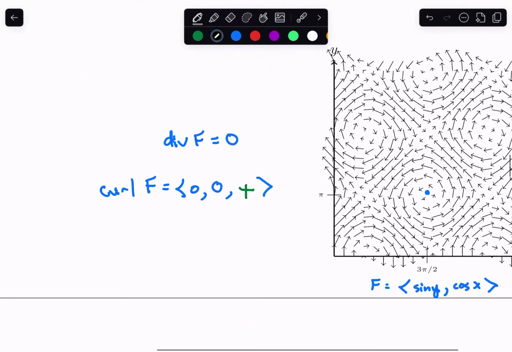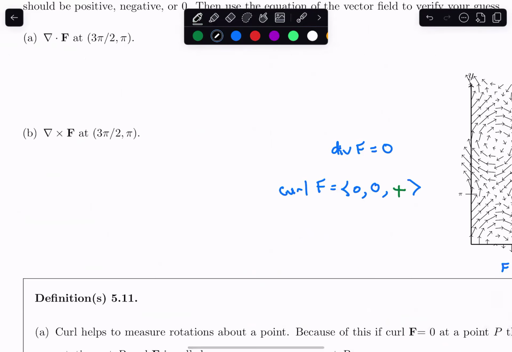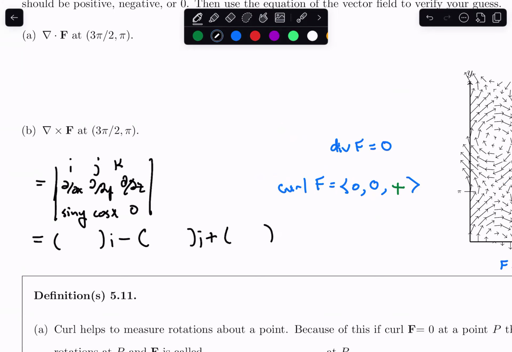Again, we're going to need to calculate out a cross product here. So let's go ahead and do that. I's, j's, k's, partial with respect to x, partial with respect to y, partial with respect to z. We have sine y, cosine x, and there's not a third component, so we'll just put 0. When we calculate this out, we'll have stuff with i's minus stuff with j's plus stuff with k's.